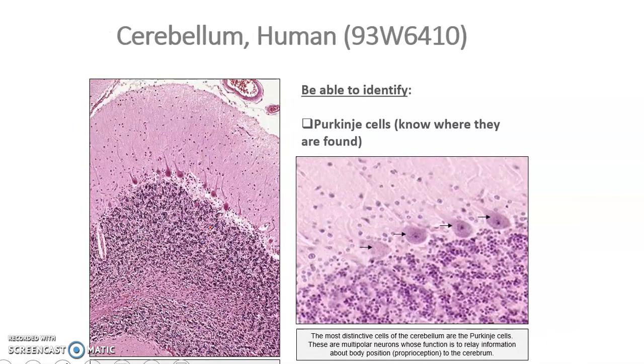In this slide, we can see the Purkinje cells, which are located in the cerebellum, and they are also multipolar neurons, and their function is to relay information about body position, or proprioception, to the cerebrum.